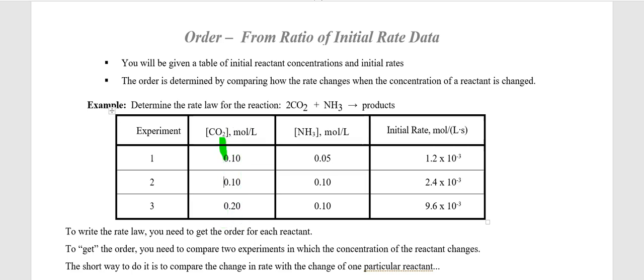I'm looking at that column and I say, when is CO2 changing? CO2 changes from either the first to the second or the second to the third. If you look at that, from the second to the third, that's when NH3 is constant. So this change in rate here is due to CO2. As CO2 goes from 2 to 3, CO2 doubles. If you look at the initial rate data, the rate goes up by a lot more.